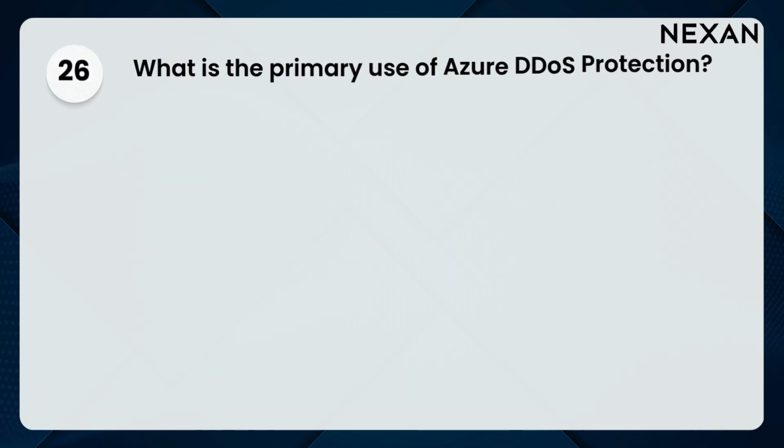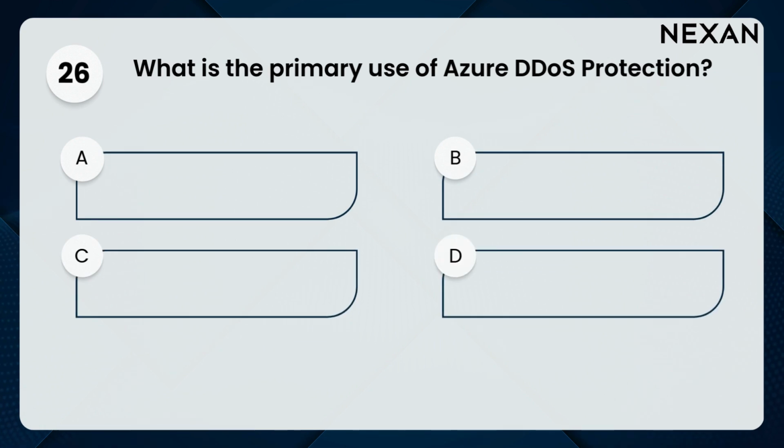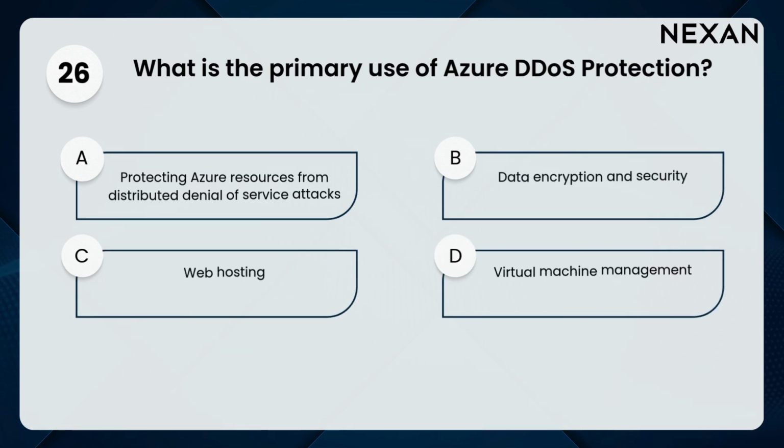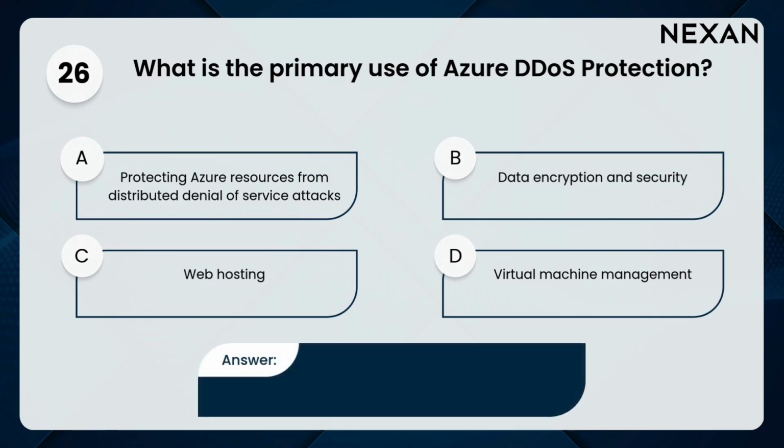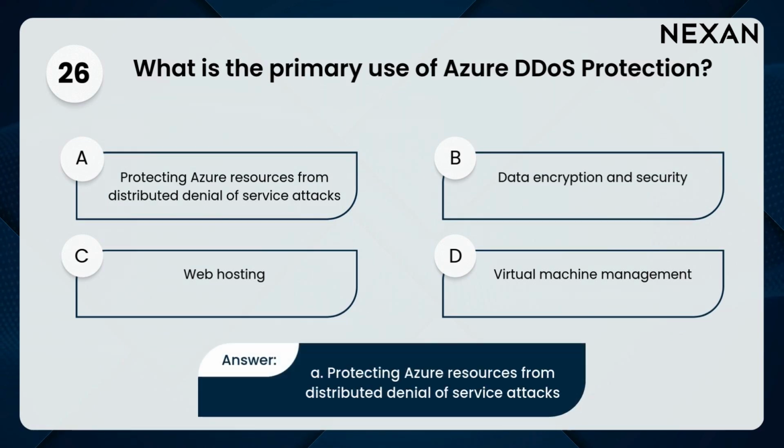26. What is the primary use of Azure DDoS protection? A. Protecting Azure resources from distributed denial of service attacks. B. Data encryption and security. C. Web hosting. D. Virtual machine management. Answer. A. Protecting Azure resources from distributed denial of service attacks.